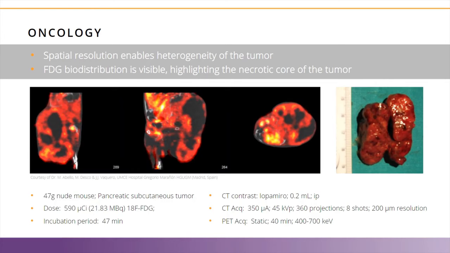The heterogeneity within a tumor's metabolic activity is clearly seen in the subcutaneous tumor derived from pancreatic tumor cells. Here again, FDG was injected and the necrotic core within the tumor is clearly visible.